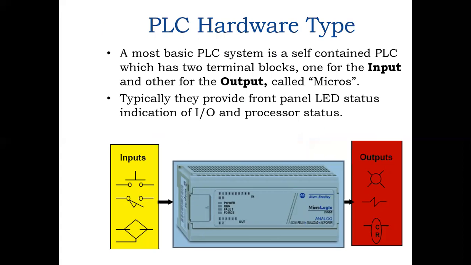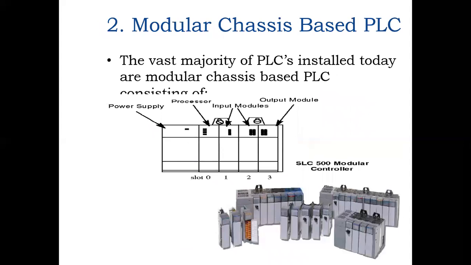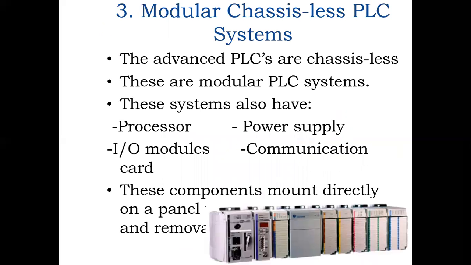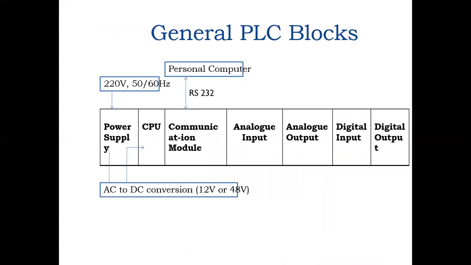PLC hardware types. The most basic PLC system is a self-contained PLC which has two terminal blocks, one for the input and the other for the output, called micros. Typically they provide front panel LED indication of the input or output status. Then there are modular chassis PLC systems. General PLC blocks work on 220 volt, 50 to 60 hertz. We can connect a personal computer through RS232. AC to DC conversion is used in the power supply for CPU operations.